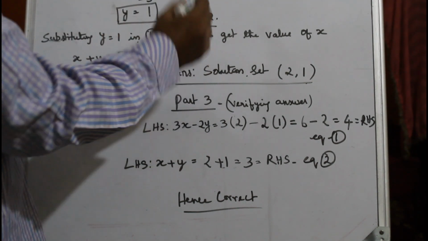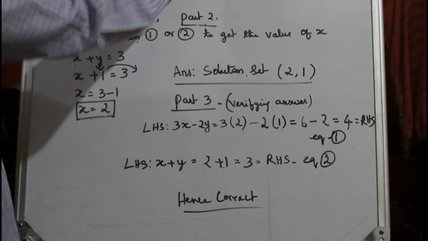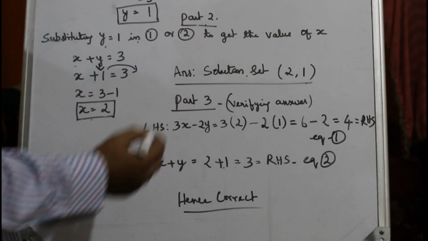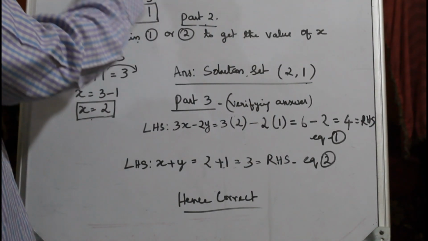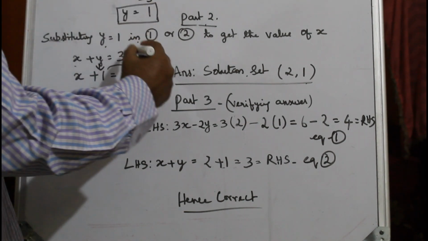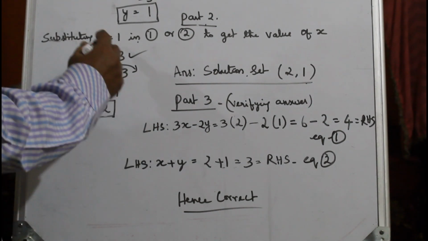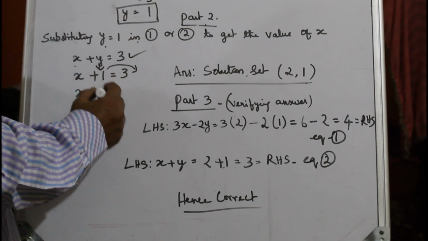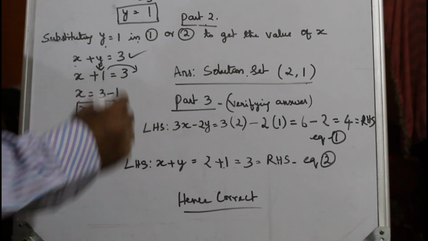So what you do, that we call part 2. Substitute the value of y equal to 1 in equation 1 or equation number 2 to get the value of x. Take any one equation, take the easy equation. x plus y equal to 3 is quite easy. So write x plus y, you put 1, equal to 3. Now take the 1 that side, you get x equal to 3 minus 1, x equal to 2.